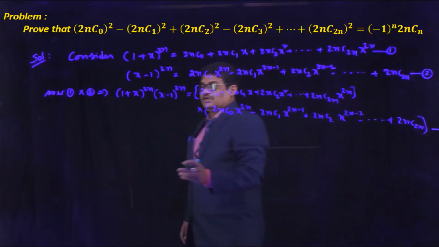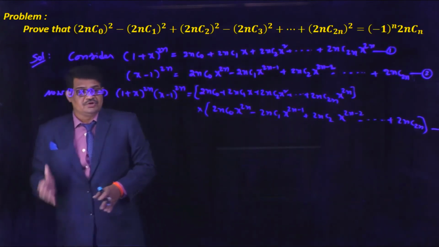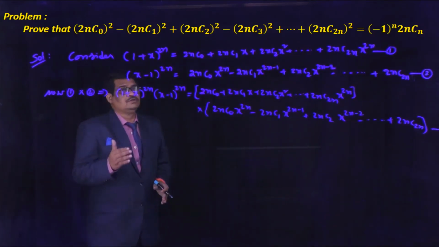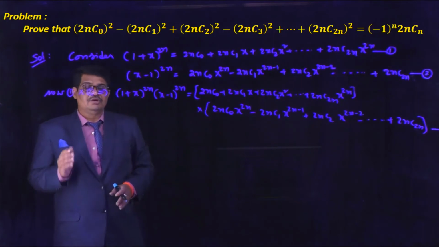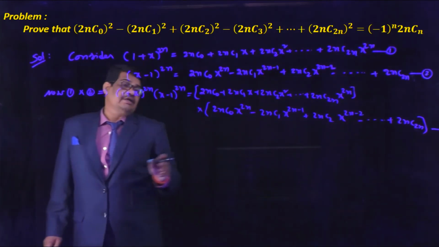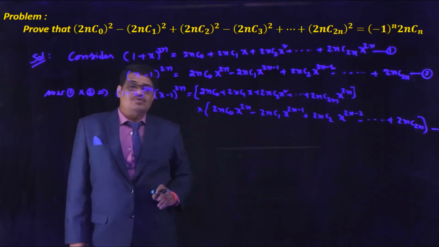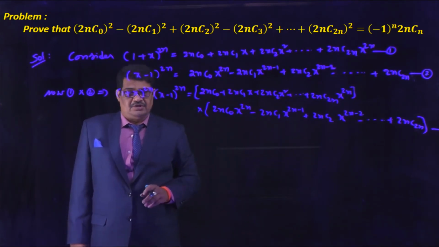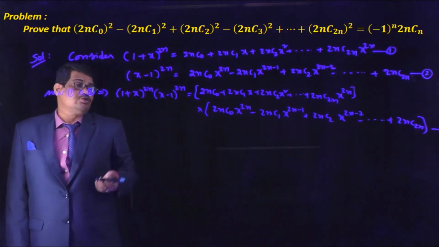So in equation 3, the product of these two terms, (1 plus x) whole power 2n and (x minus 1) whole power 2n, now we are collecting in the RHS of equation 3 the coefficient of x to the power of 2n.